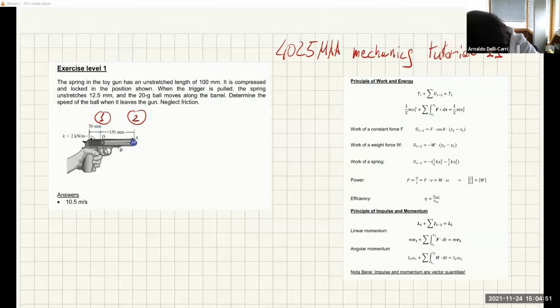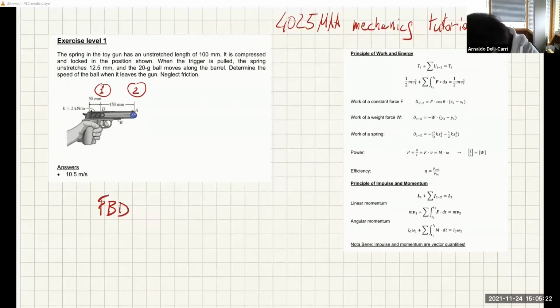I have put here the formula sheet that you will have available during the exam. So we already have a description here of the work of a constant force, the work of weight, the work of a spring, and some other definitions, including the principle of work and energy itself, very important. So we're going to start by doing the free body diagram of the body that we are interested in, which in this case is the ball.